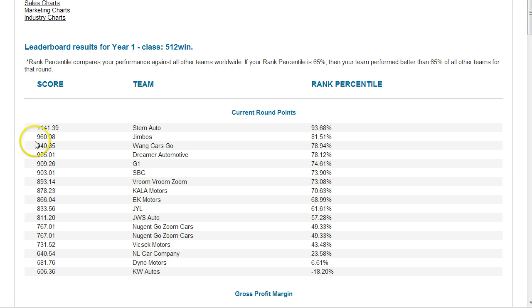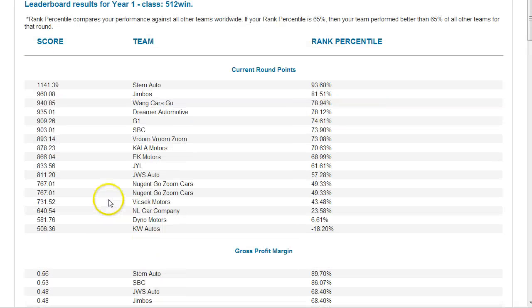Jimbo's did almost, you know, we had Jimbo's, Wang, Dreamer, G1, SBC, Vroom, Vroom, Zoom, all close to 900 or above. So people are doing very well as far as points. I guess the lowest points we had were 500, and even that isn't so bad, because if you're doing 500 points and you do that for six rounds, that's 3,000 points or an A in the project. So nobody completely self-destructed on this first round here.